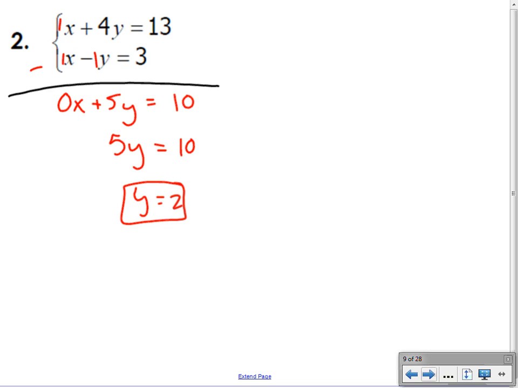To find the x value, it's just the same way that we did it for substitution. Once I know one of them, I plug it back in and I find the other. It doesn't matter which equation we plug into, okay? Either one's going to give us the same answer. So let's go with the bottom equation.